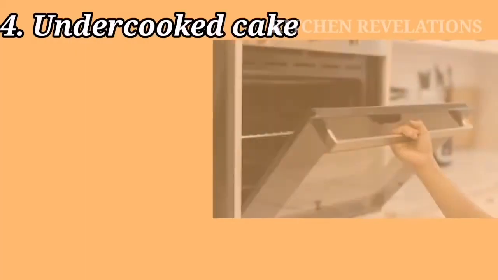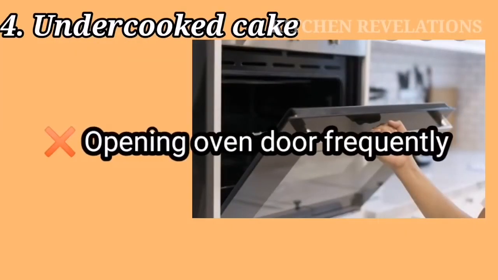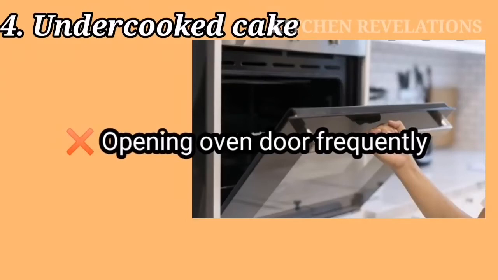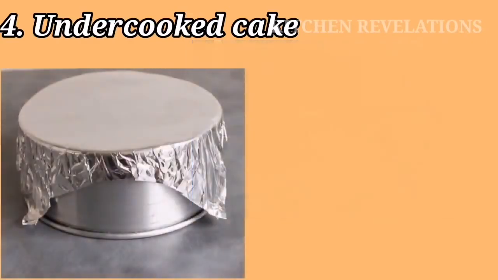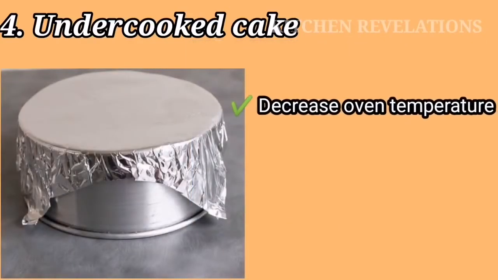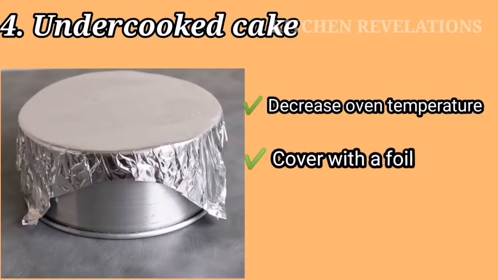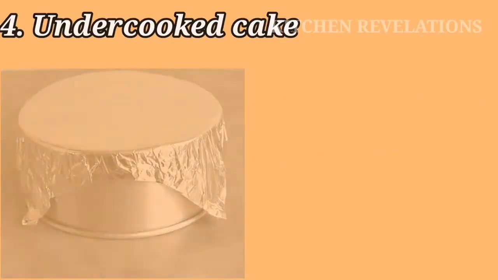Now the next mistake is an undercooked cake. Now as explained earlier, this can also happen when you open the oven door very frequently. Now there is a trick to save your undercooked cake. Decrease the oven temperature by 20 to 25 degrees Celsius. Cover the top portion of your cake with a foil and continue to cook for a few minutes until a toothpick through the middle comes out clean.